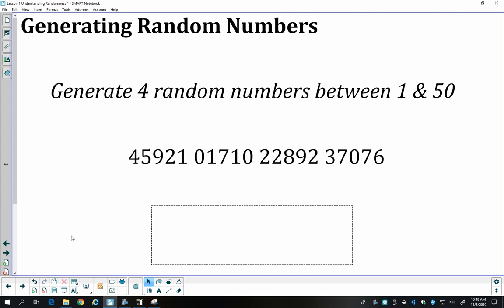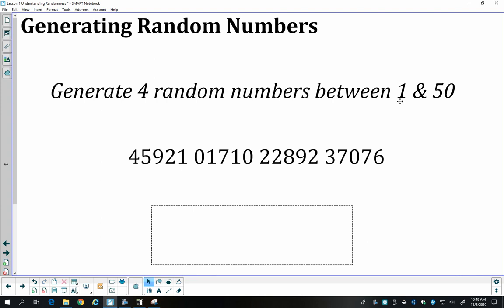So now that we've had a quick discussion on what it means to be random in statistics, let's talk about generating random numbers. Sometimes we like to generate random numbers to assign to specific scenarios, and we can do that two ways. We can use a random numbers table, and so what I have here is some random digits taken from an existing random digits or random numbers table. And what I want to do is randomly generate four random numbers between 1 and 50.